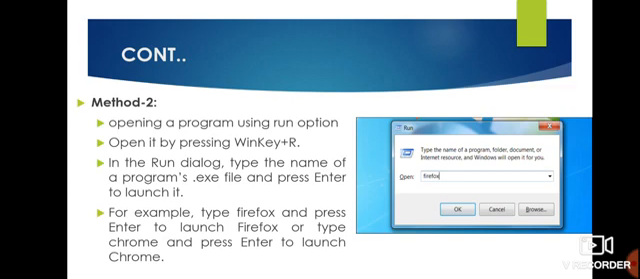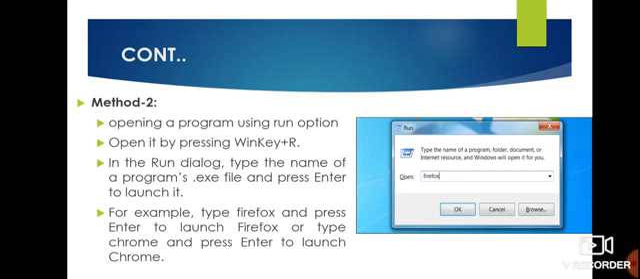Now for that we have to open a program using the Run option. We have to first open the Run program. We can open that Run program by pressing Windows key plus R key, which is known as Windows R. So we have to press the Windows key and the R key at the same time. By pressing these two keys we can open the Run command.